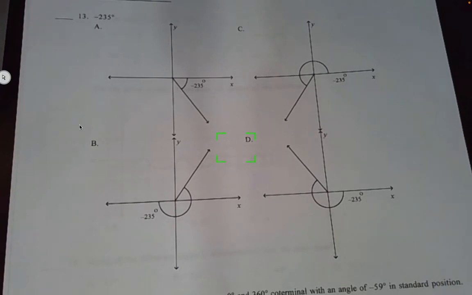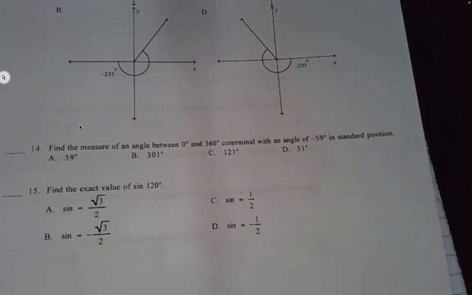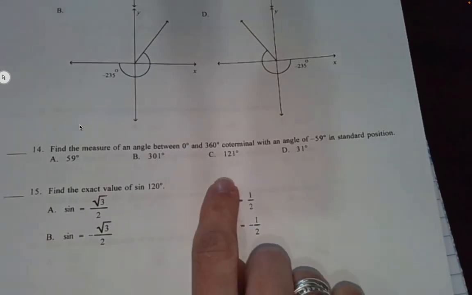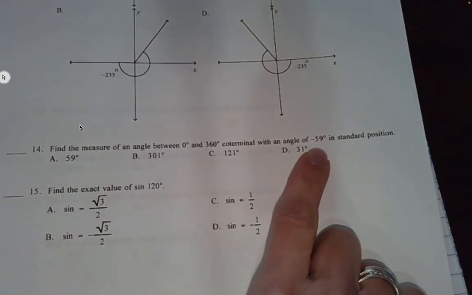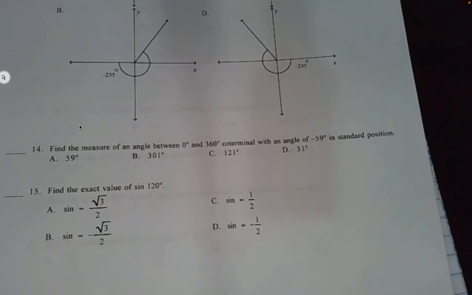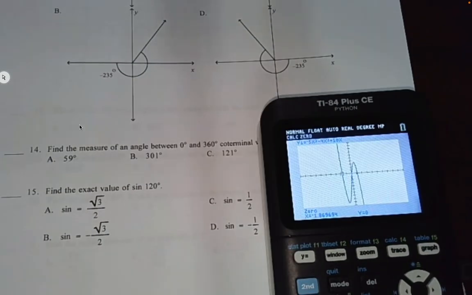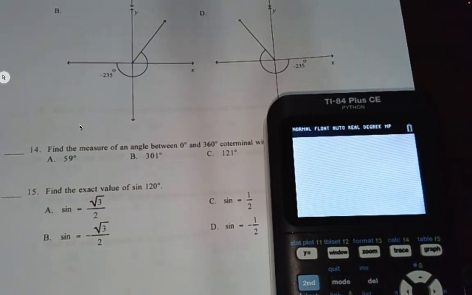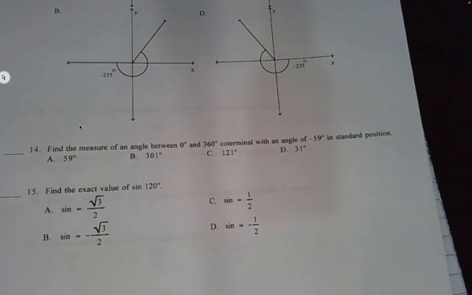On number 14, you just subtract 59 from 360. Well, let's see, it says you start at negative 59. Coterminal means you are either going to add 360 or subtract 360. So they want an angle, start at negative 59, and let's add 360 to try and get a positive answer. What is negative 59 plus 360? 301. So that would be your answer.